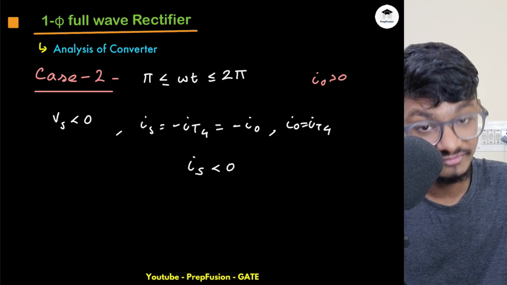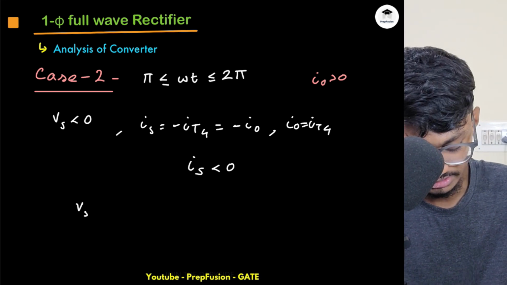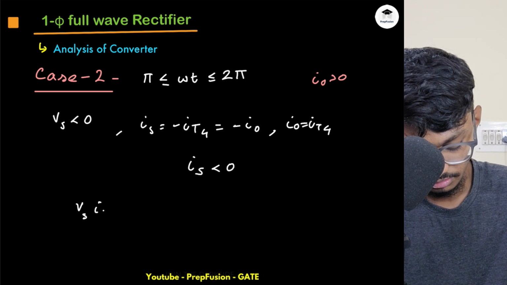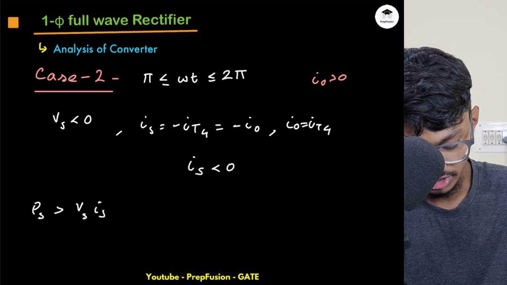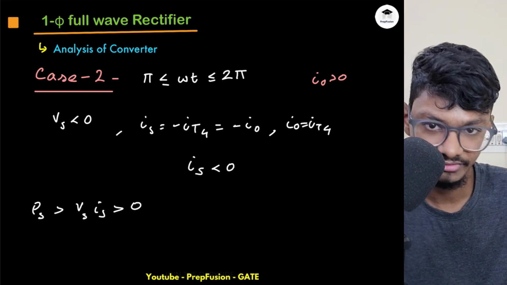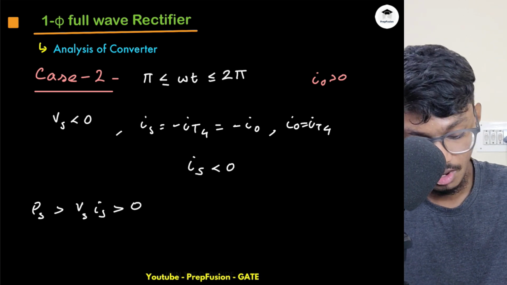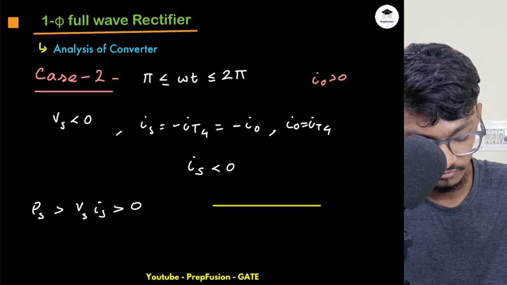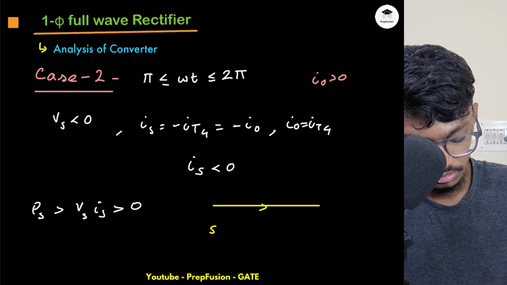So if Is is negative and Vs is also negative, then Vs into Is, that is instantaneous power, is actually positive, because negative times negative is positive. So again, what is the direction of the power flow? Direction of the power flow is from source to load.